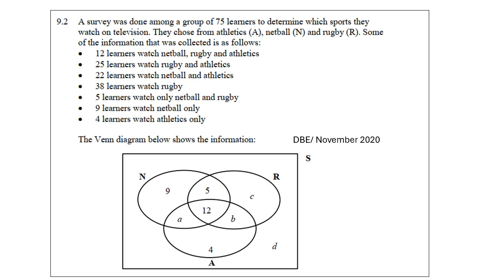In our last question, we will be looking at a Venn diagram. Here they give us a Venn diagram, and it says that a survey was done among a group of 75 learners to determine which sports they watch on television. They chose from athletics A, netball N, and rugby R. Then they give us some information that was collected. In the next slide, we will be indicating all of this on the given Venn diagram below.